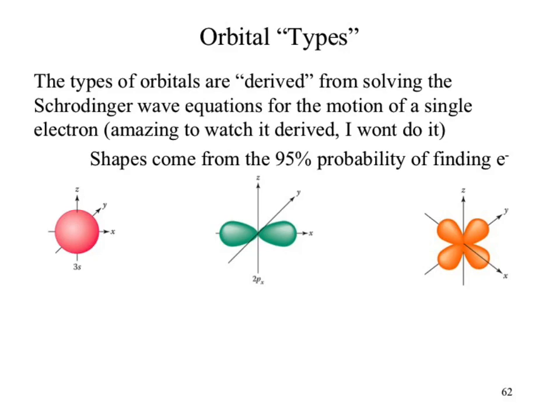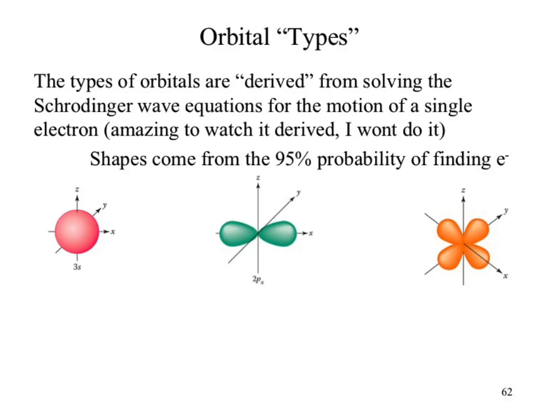How many orientations are there for the sphere? 1. How many orientations are there for the dumbbell? 3. How many orientations for the cloverleaf? 5. I wish there was something that had that information stashed for me so I didn't have to memorize that. How many orientations for the S? 1, because there are 2 columns, and I can fit 2 electrons into each.